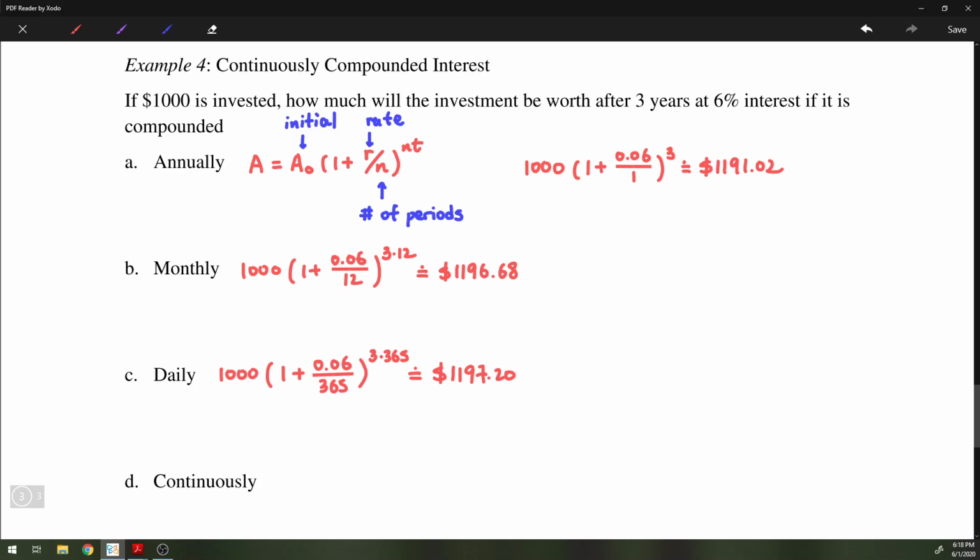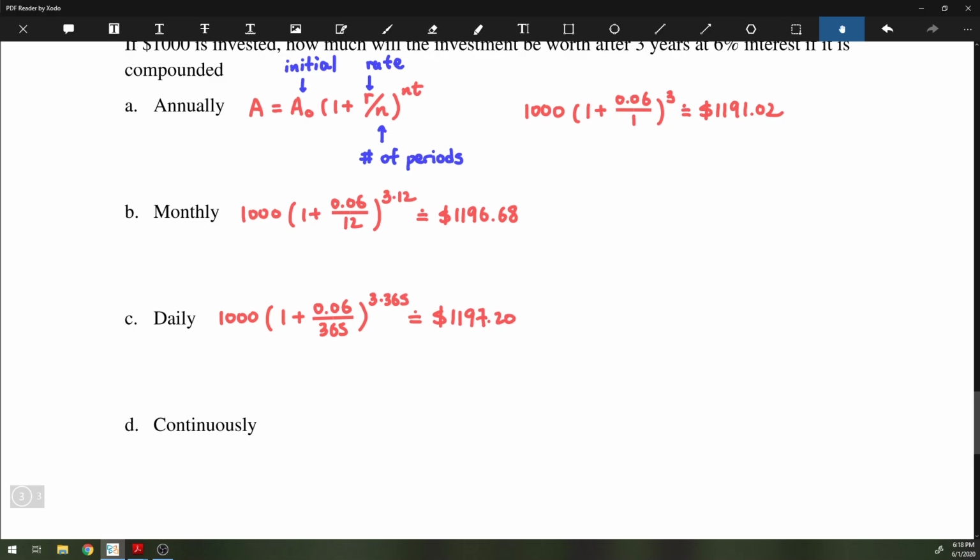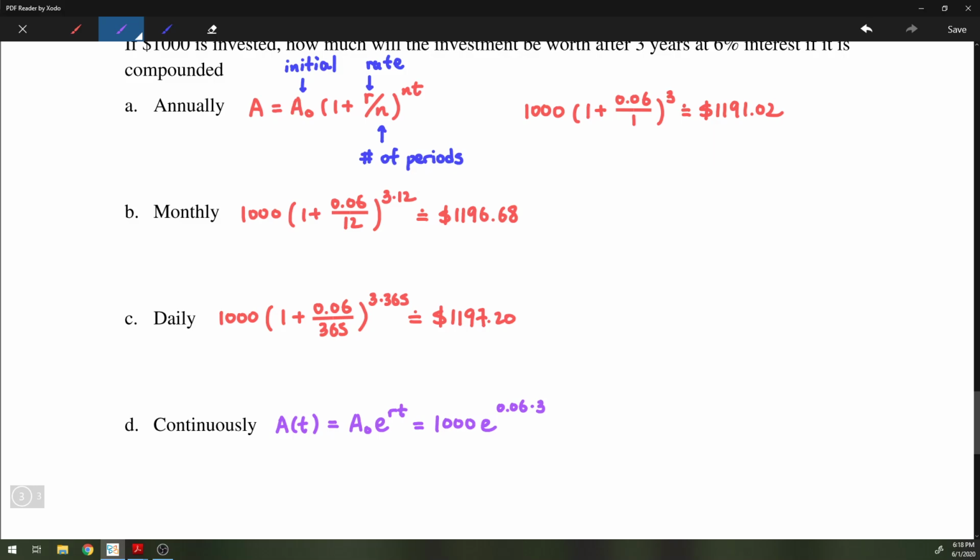So ultimately, the question is about continuously compounded interest. It turns out, if we're looking at compound interest that happens continuously, it's a slightly different formula: A of t is equal to A naught e to the rt. So e is going to be our base. This would be $1,000 e to the power of the rate, 0.06, multiplied by 3, and we're going to get $1,197.22. So not that much more than if it was daily, but still there is a difference.